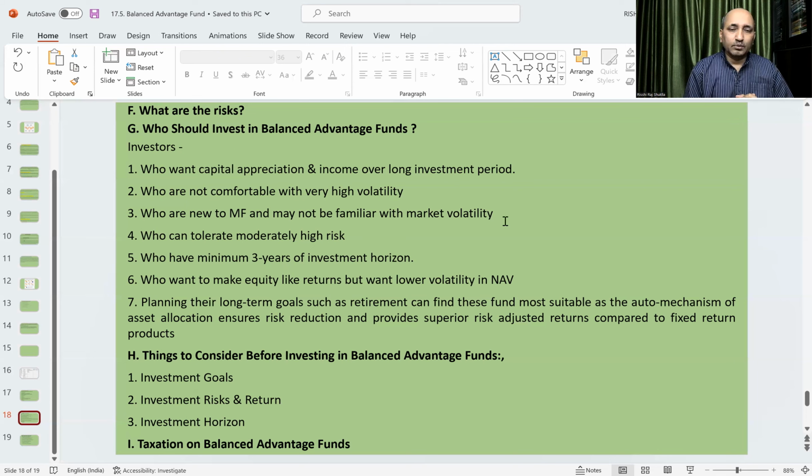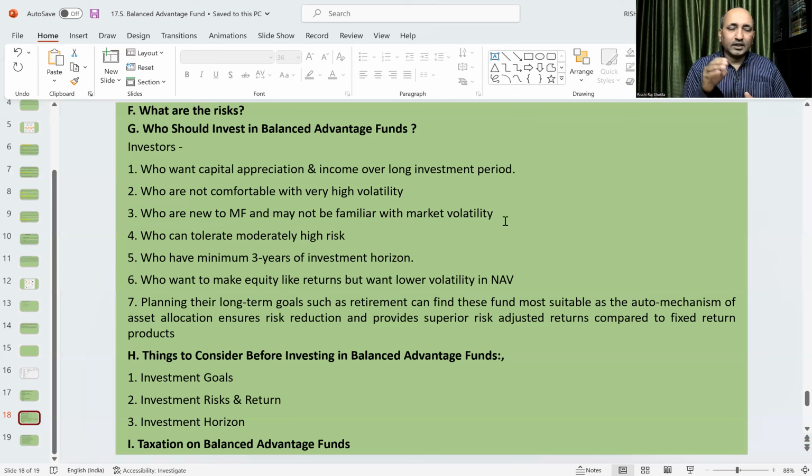Now, things to consider before investing in balanced advantage funds. First, of course, investment goal. If our investment goal is minimum 3 years, better to have around 5 years, then we should invest here. Second thing we should consider is investment risk, associated investment risk, and return, expected return.